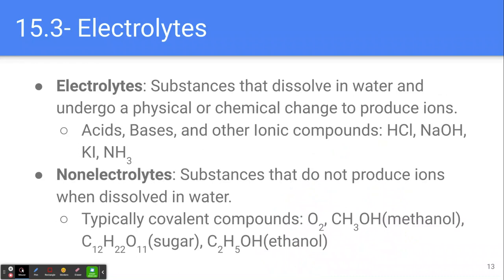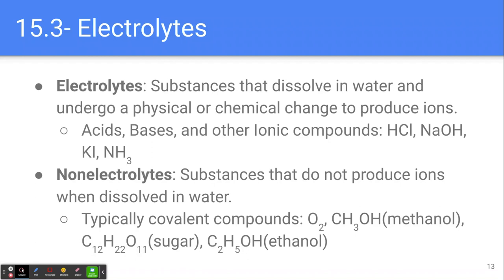So we're going to talk about electrolytes. Electrolytes are substances that dissolve in water and undergo a physical or chemical change to produce ions. So you have to have ions being produced in order to be an electrolyte. A non-electrolyte is a substance that does not produce ions when dissolved in water. When we think about electrolytes, you're probably thinking about Gatorade or Pedialyte, something like that. Electrolytes are just things that we dissolve within solution so that they are ions so that our body can use them. Your non-electrolytes, your body can still use them. They just don't split apart when they're in water.